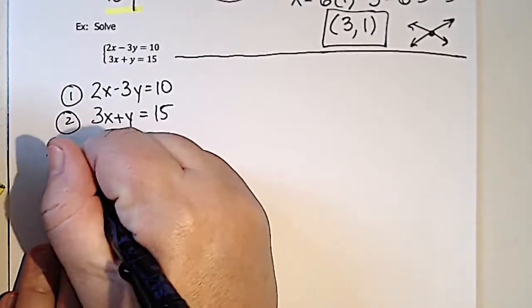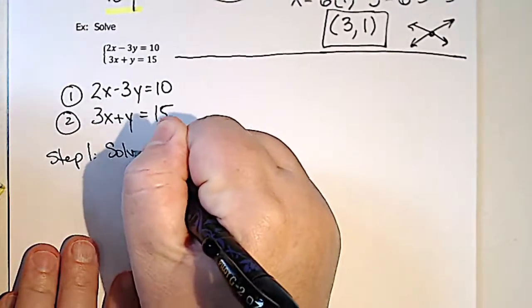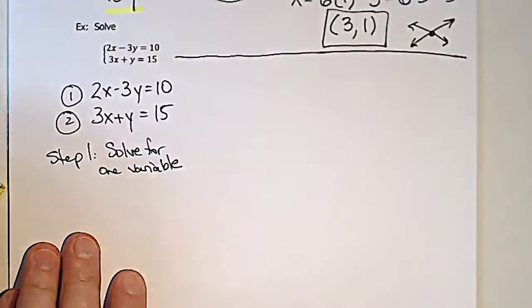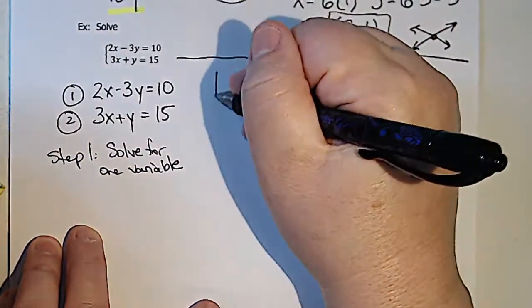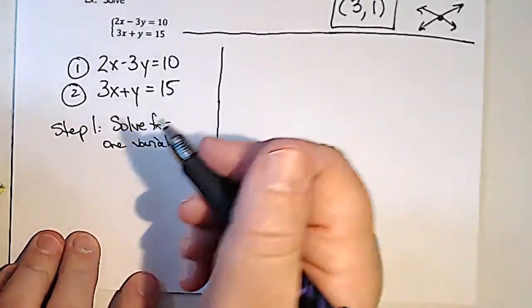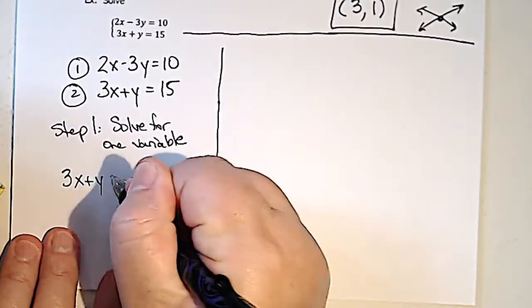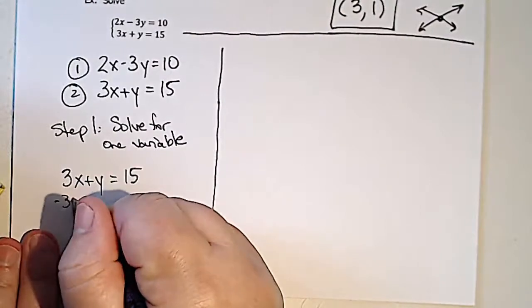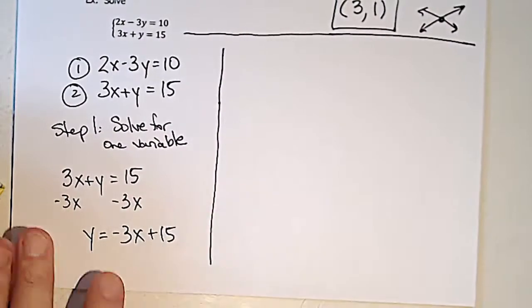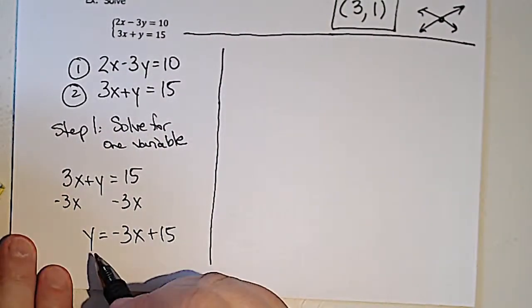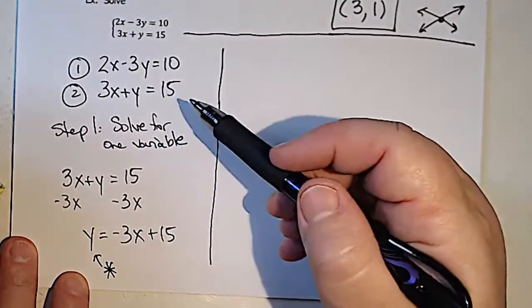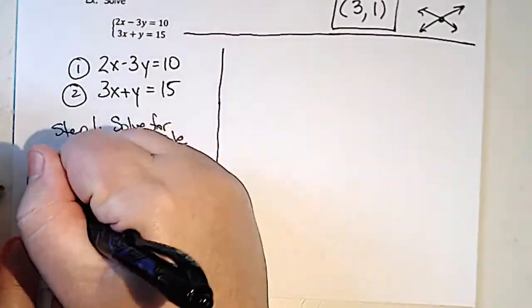So step 1, solve for one variable. I'm going to draw a line so I've got space on the other side. You only have to pick one variable in one equation and solve for that. So I've got 3x plus y equals 15. Subtract 3x from both sides. Y equals negative 3x plus 15. Okay, I have solved for one variable. I solved for y. And this is in the second equation. So this is equation number 2.